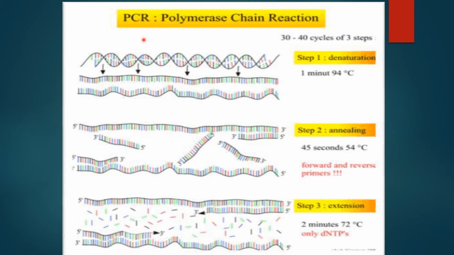This is the figure showing PCR, the polymerase chain reaction. This process is completed in 3 steps: first, denaturation; second, annealing; then extension. Denaturation means separating our double-stranded DNA. Annealing means annealing the primers, and then extension means elongation of our DNA.